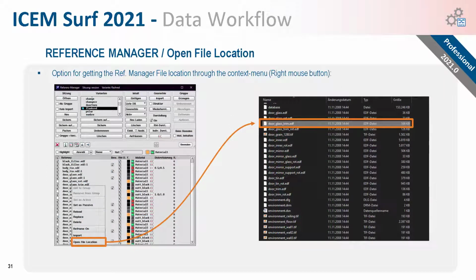This is a nice new enhancement for Reference Manager. If you right-click on the reference from the Reference Manager menu, you get a new option at the bottom, which is Open File Location. This is really useful if you have a complicated session and you need to know more about the reference file, like, for example, the modification date or maybe which project folder it's in.